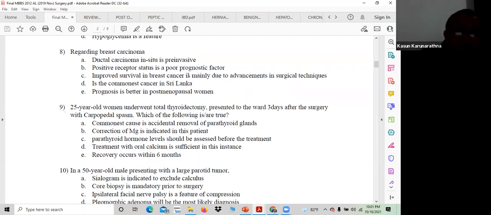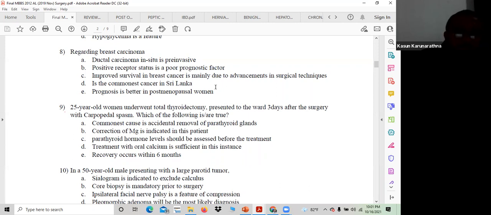It is the commonest cancer in Sri Lanka. Yes, breast carcinoma is the commonest carcinoma. The commonest carcinoma among males will be oropharyngeal CA. And lung carcinoma, I think, is the one that carries the biggest mortality.